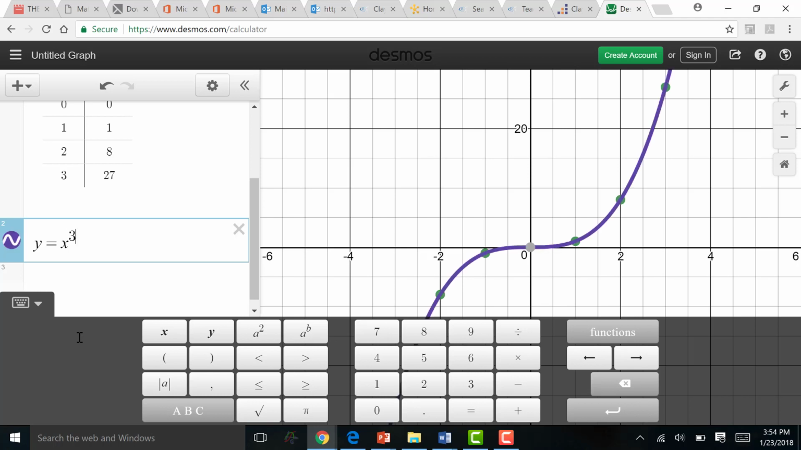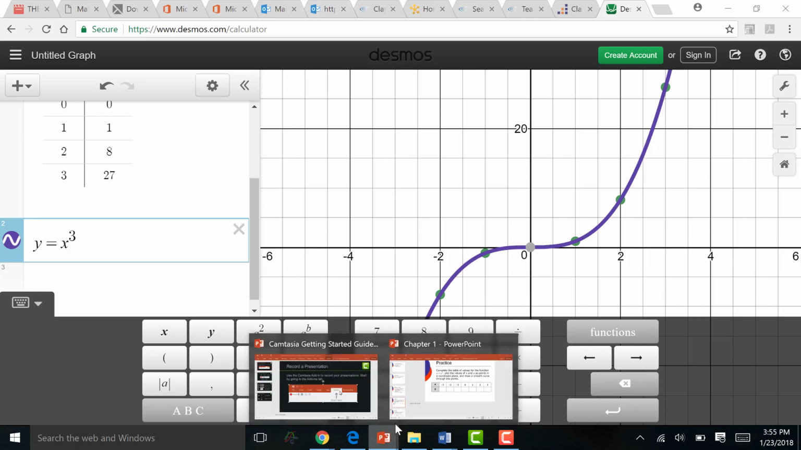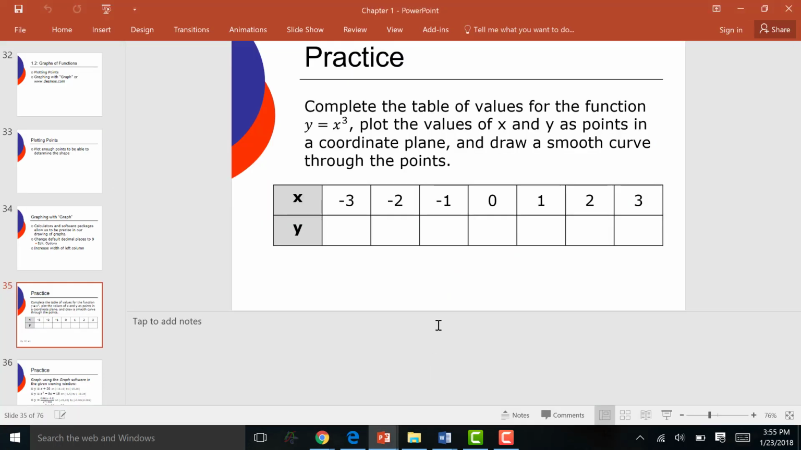All right, so I'll put my 3 back there. So there it is. Questions about how to use this graphing tool? So far, so good? Okay, so let me go back to the PowerPoint again. So here we were on our PowerPoint. All right, so we completed that assignment. Here is your practice. Ready?